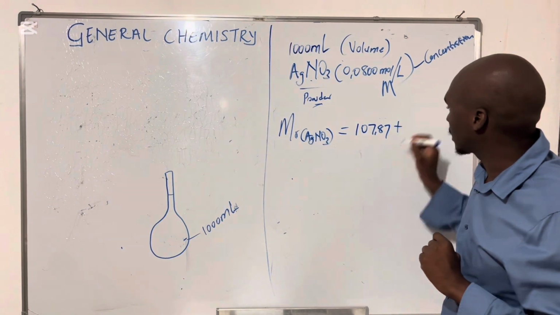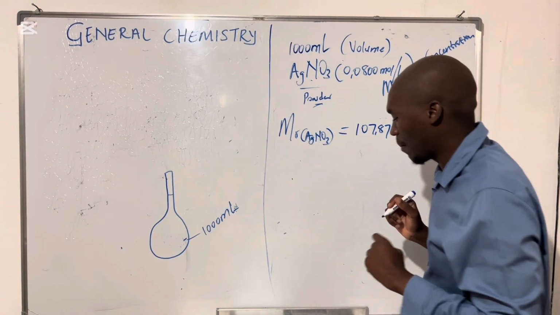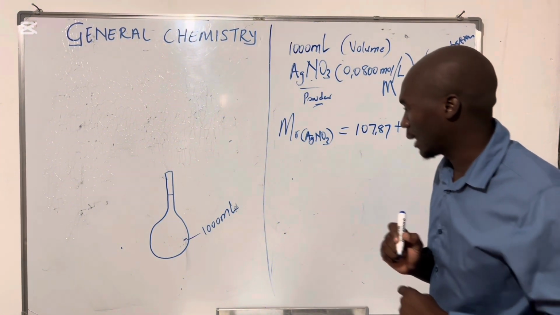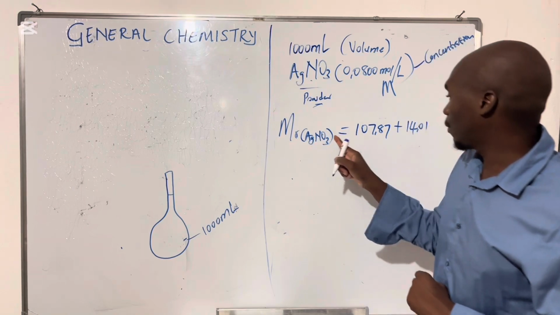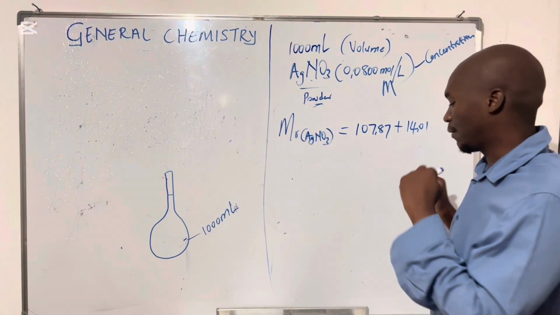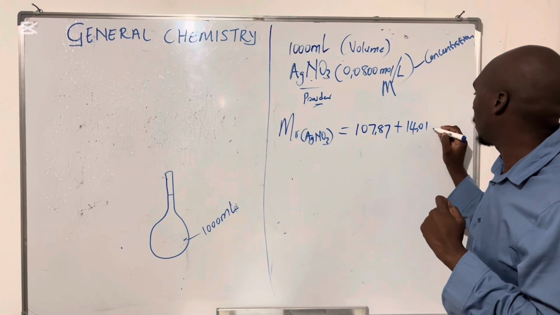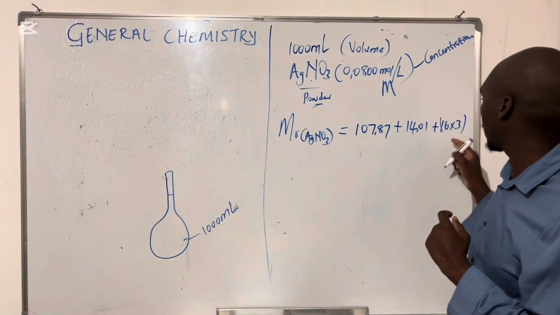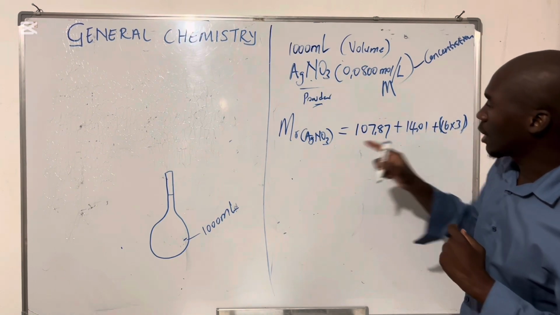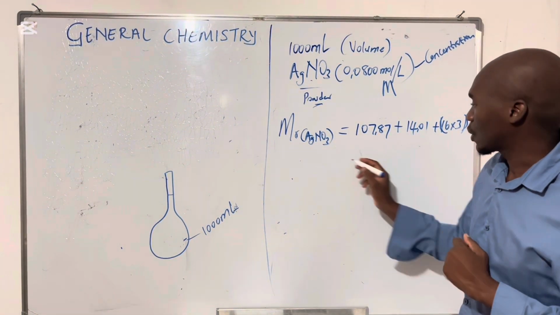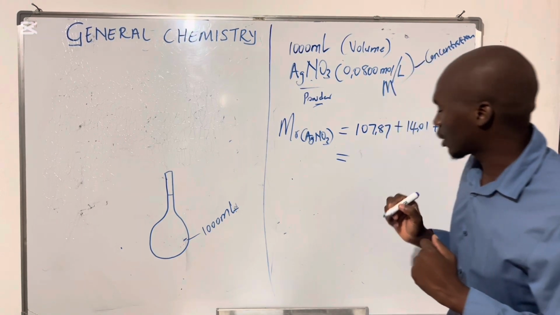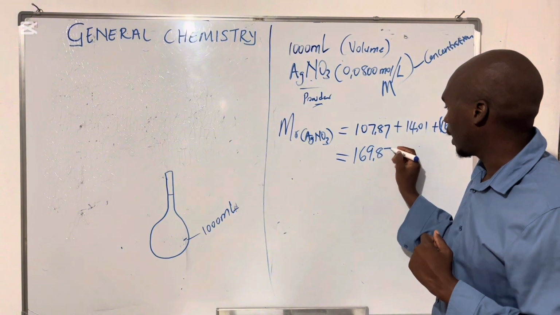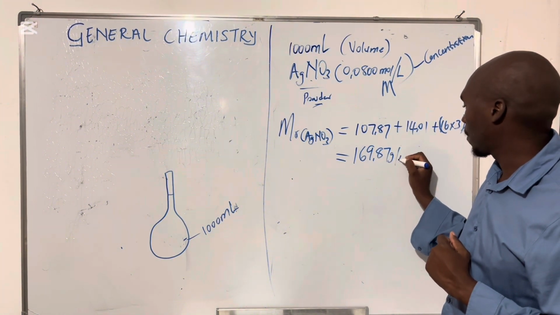Then plus for nitrogen, the molar mass for nitrogen is going to be 14.01, right? And we have only one nitrogen here. But for oxygen, we have 3 oxygen. The mass of oxygen is going to be 16 multiplied by 3. I multiply by 3 because we have 3 oxygen here. So at the end, the total molar mass will be somewhere around 169.87 gram per mole.